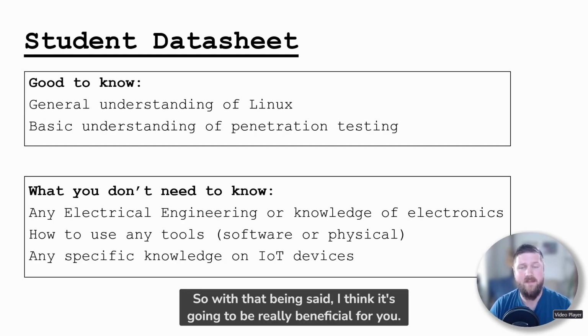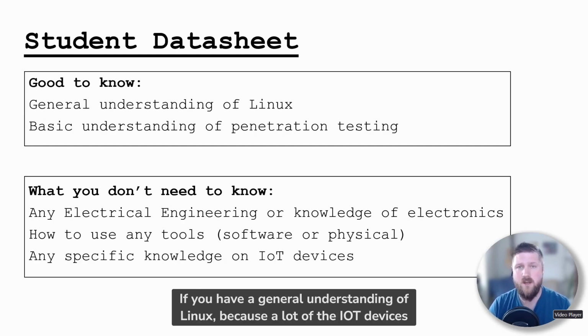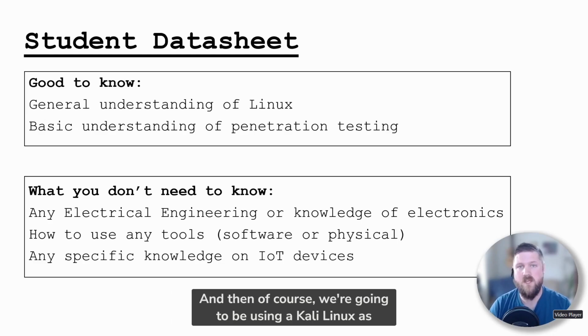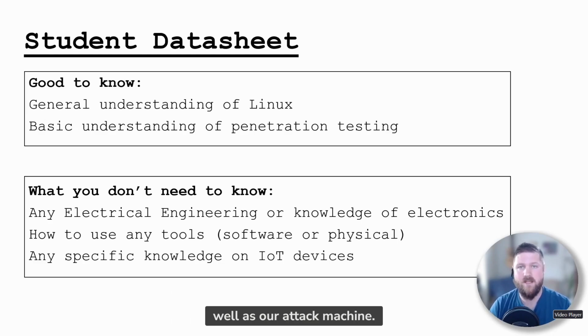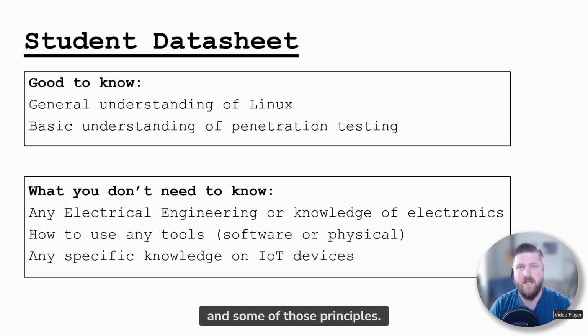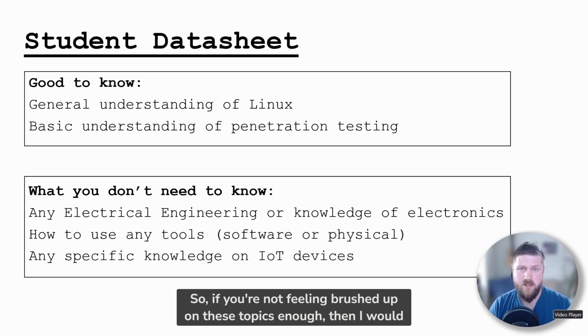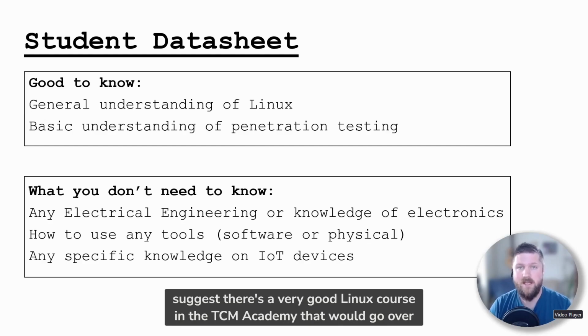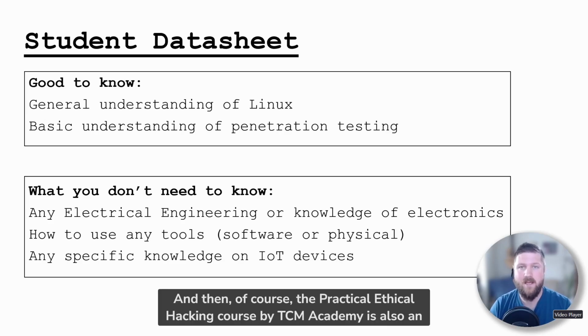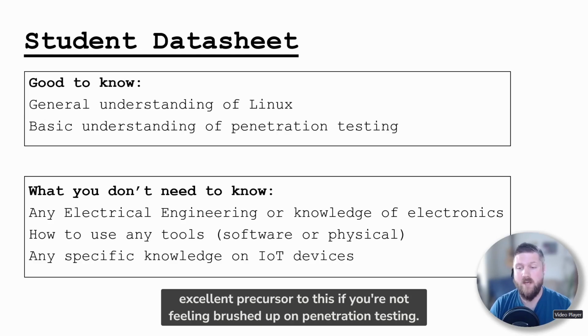So with that being said, I think it's going to be really beneficial for you if you have a general understanding of Linux, because a lot of the IoT devices that we're going to be looking at, and specifically the router that we're going to be working on in this course, are going to be running embedded Linux. And then, of course, we're going to be using Kali Linux as our attack machine. And then also, you should have a basic understanding of penetration testing and some of those principles. So if you're not feeling brushed up on these topics enough, then I would suggest there's a very good Linux course in the TCM Academy that would go over everything that you would need to know. And then, of course, the Practical Ethical Hacking course by TCM Academy is also an excellent precursor to this if you're not feeling brushed up on penetration testing.